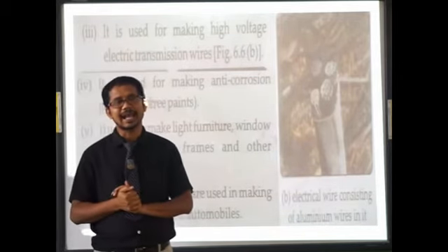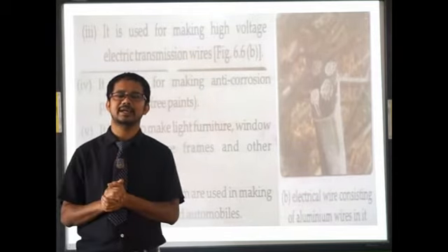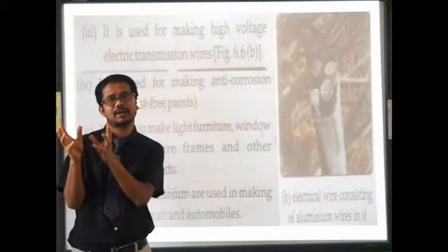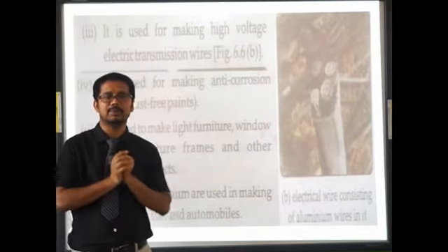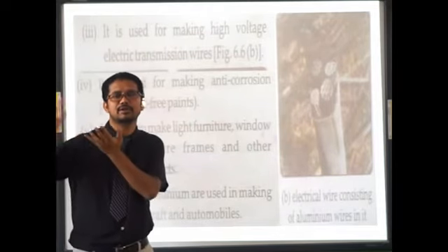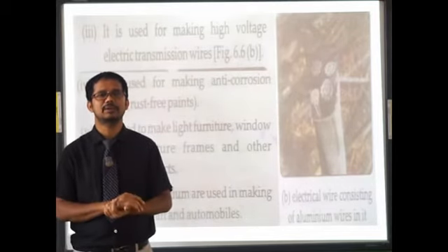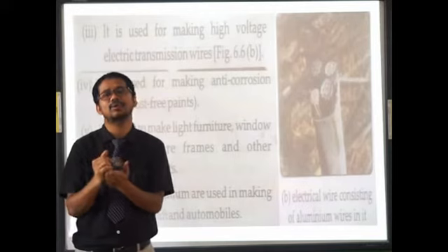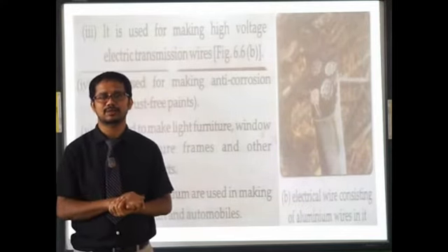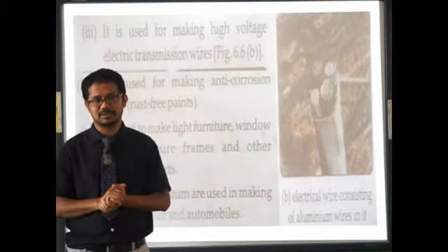It is used for making anti-corrosion paints, rust-free paints, because aluminium does not get corroded with air. Whenever air comes in contact with fresh aluminium, it forms an aluminium oxide layer outside it, so that further air does not come in contact with aluminium. So it is anti-corrosive, meaning it can be used as an anti-corrosion agent. It does not get corroded with air and water.